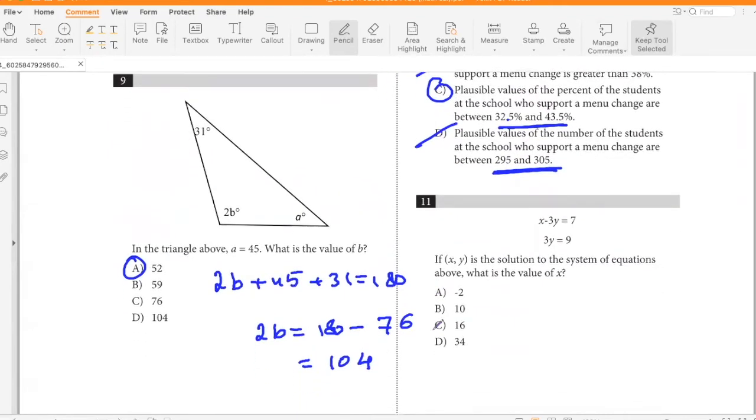If xy is the solution to the system of equations above, what is the value of x? So from this equation, y is 3. So x minus 9 is 7. So x is 16.